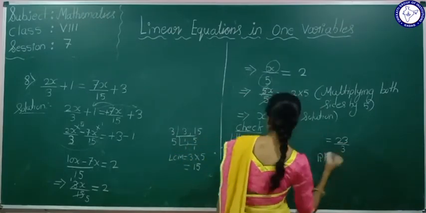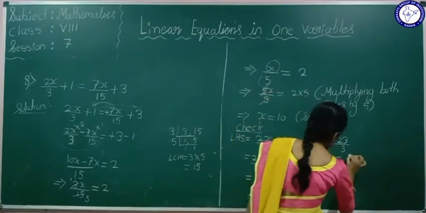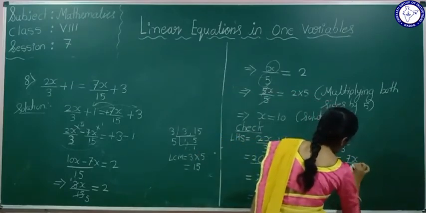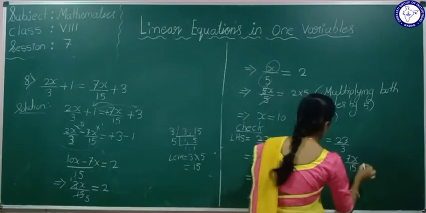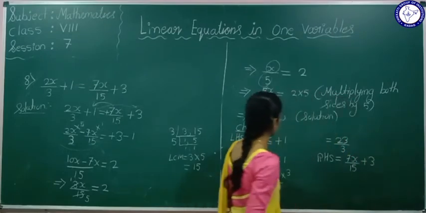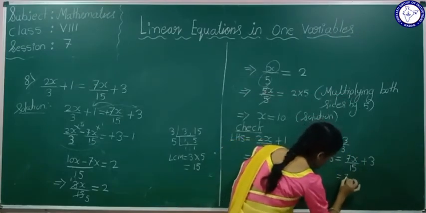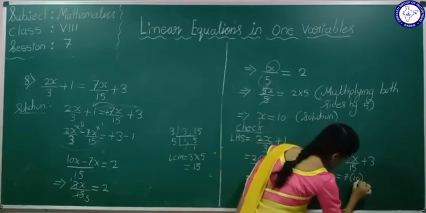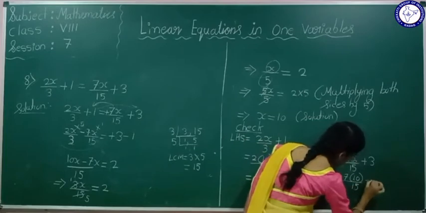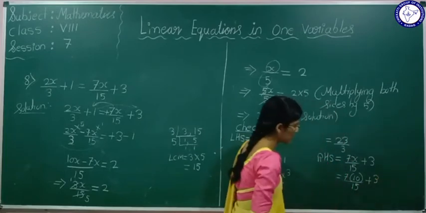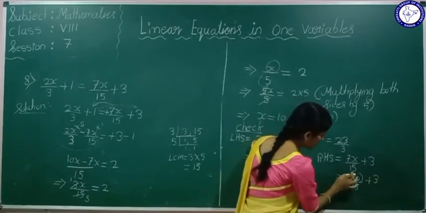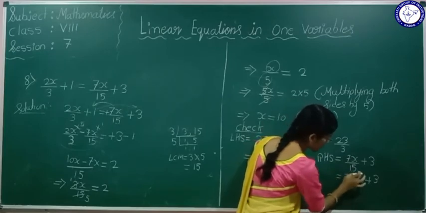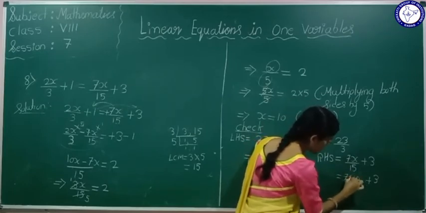Take RHS. What is that? 7x by 15 plus 3. Okay. Now substitute here. What is x? X is nothing but 10. 10 by 15 plus 3. Now see here. Here the bracket means multiplication will be there.